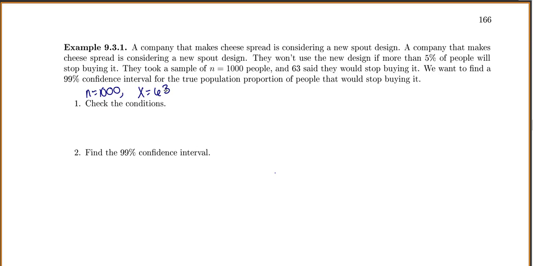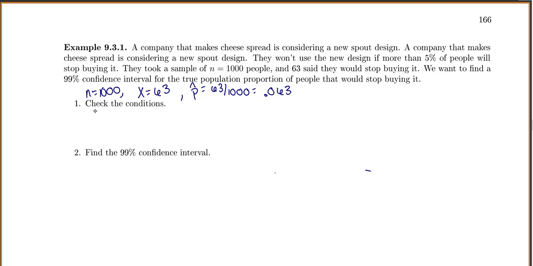We want to find a 99% confidence interval for the true population proportion of people that stop buying it. We can also find p hat, which would be the 63 out of 1,000. So 0.063. So it looks like about 6% in our sample would stop buying it. We want to figure out what it would be in the entire population.